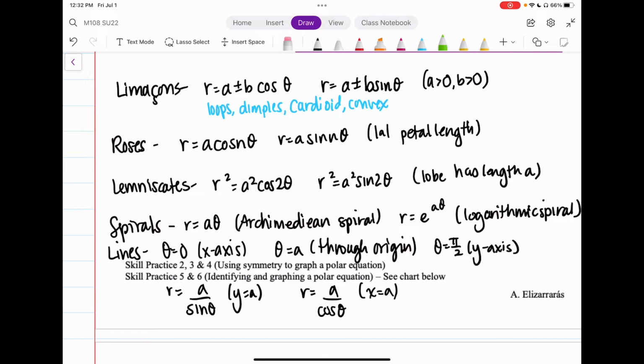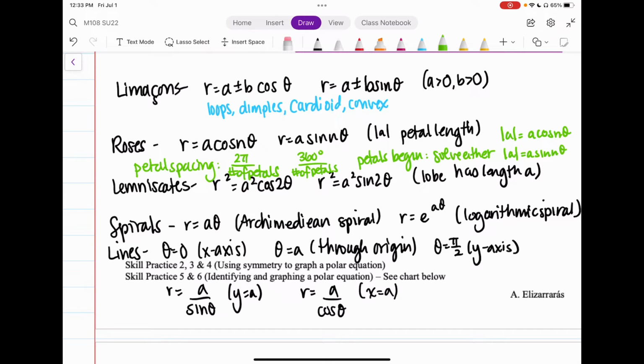Roses are of the equation r equals a cosine n theta or r equals a sine n theta, where the petal length is the absolute value of a. You can find the spacing between the petals by taking 2 pi over the number of petals or 360 degrees over the number of petals. In order to find where the petals begin, you want to solve the absolute value of a equals a cosine n theta, or the absolute value of a equals a sine n theta.